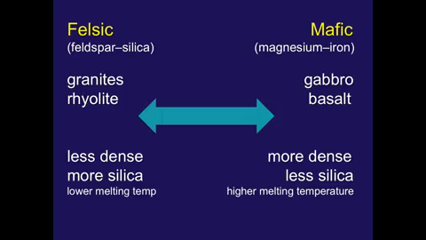Before we answer that question, we need to review the difference between felsic and mafic rocks. Remember that felsic rocks are primarily composed of feldspar and silica. These are the granites, the rhyolites. These tend to be less dense, have more silica, and as a result have lower melting temperature. On the other hand, there are the mafics. These are the magnesium iron rocks, the gabbros, and the basalts that we see primarily compose ocean crust. These are more dense, they have less silica, and as a result have a higher melting temperature.